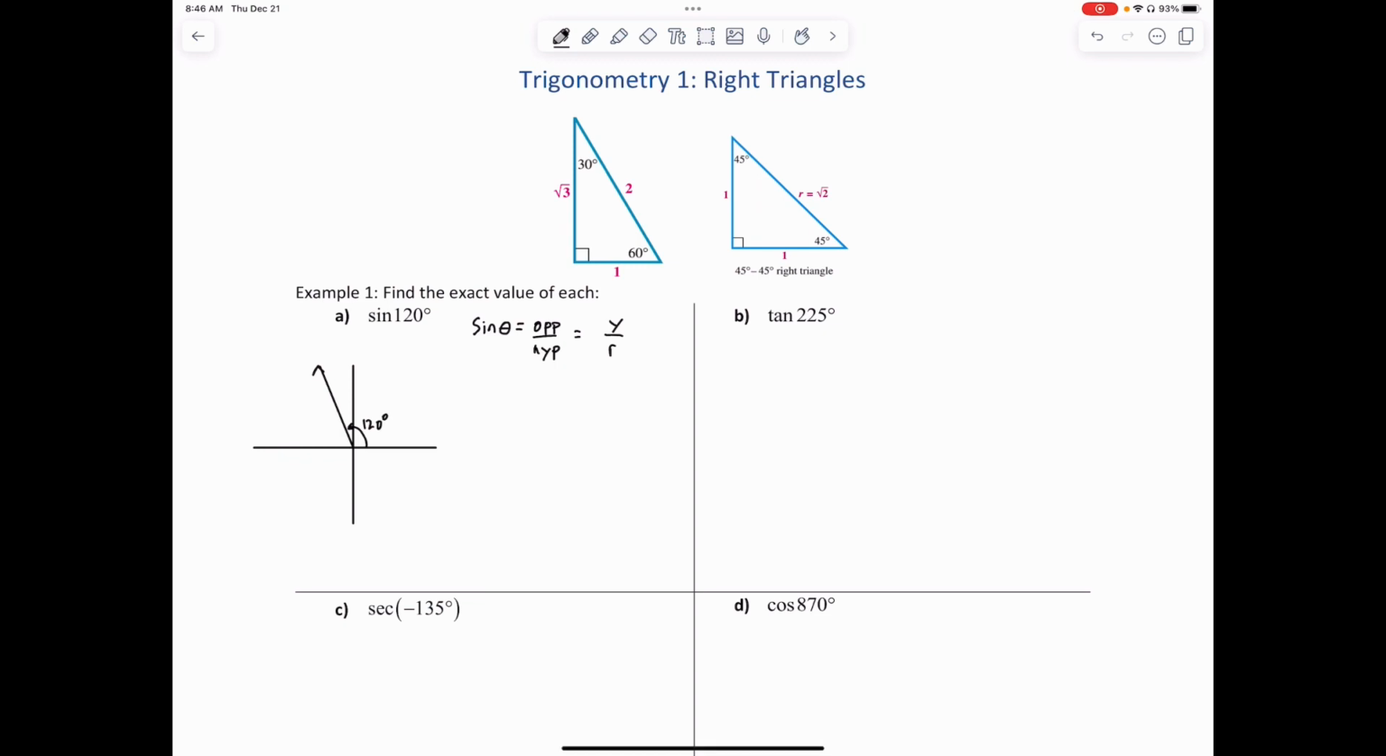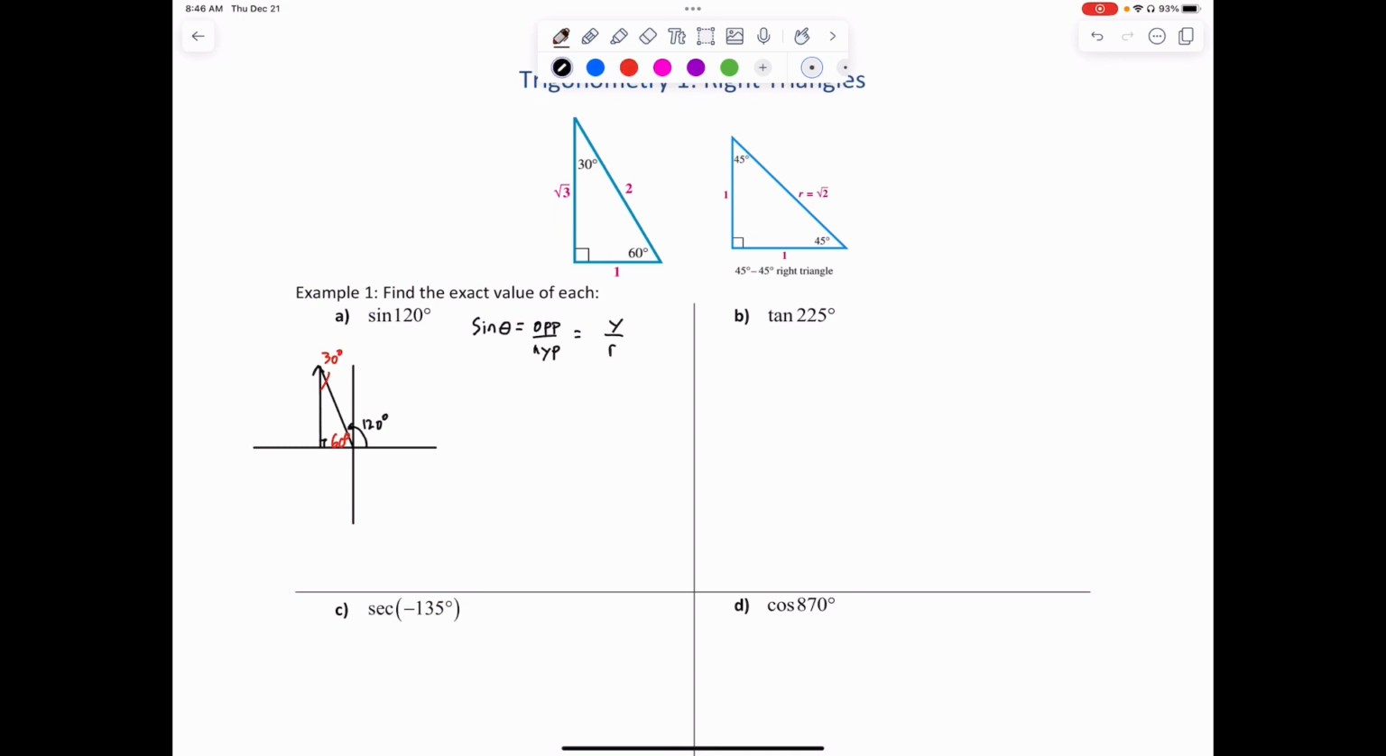Now, what's going to be useful for us is to use these special right triangles. We're going to want to draw a triangle from this. So what I'm going to do is drop an altitude here from the terminal side of this angle. We know from geometry that there's 180 degrees in a straight line, which means that I'm going to have 60 degrees left over for this angle here. Now, this is a right triangle, and so that leaves me with an angle of 30 degrees on this top one.